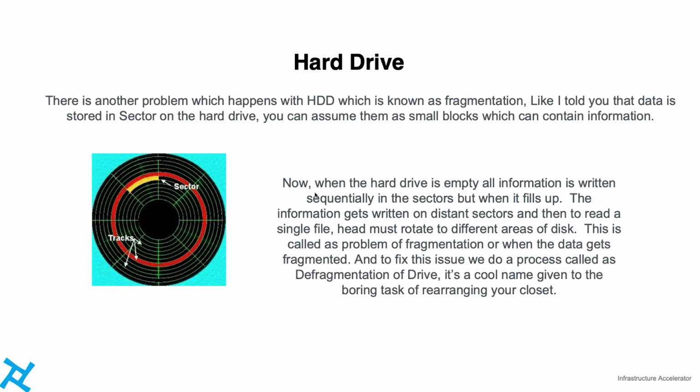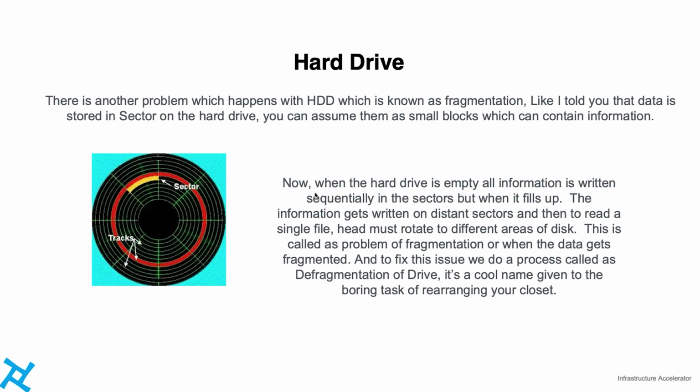There is another problem which happens with HDD, which is known as fragmentation. Like I told you, data is stored in sectors on the hard drive. So you can assume them as small blocks which can contain information. Look at that disk. There are multiple tracks, and then these lines, and within every track there is a sector. Now when a hard drive is empty, all the information is written sequentially. So when you have a new file or new data and your hard drive is empty, you go ahead and write the information. It's going to be written in subsequent, sequential sectors.